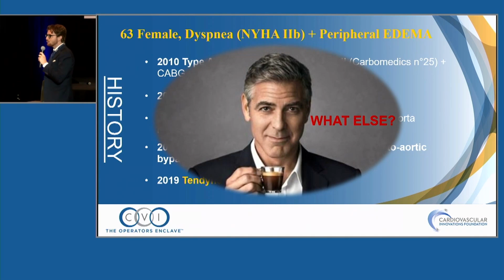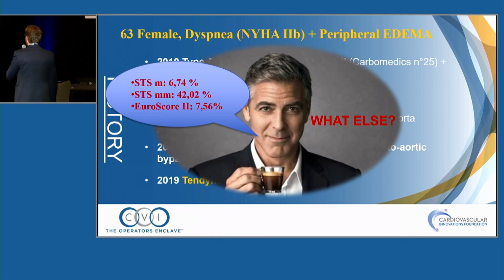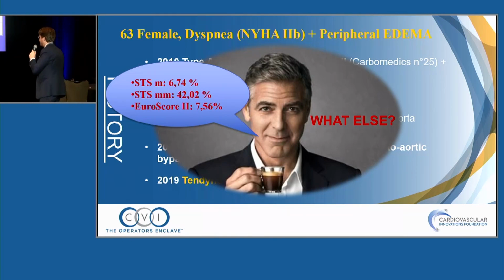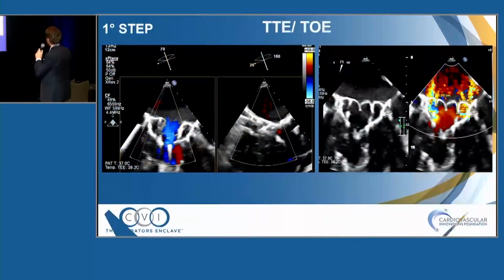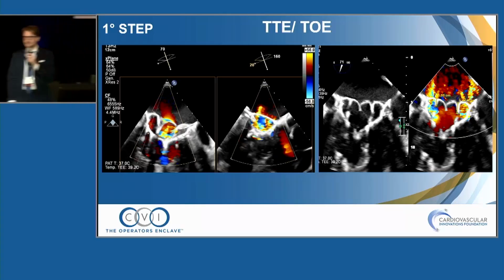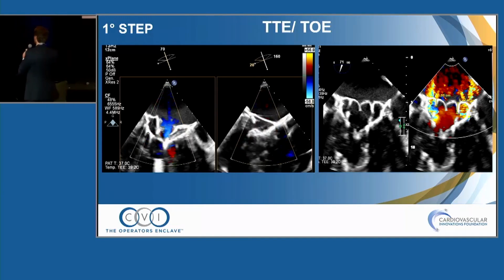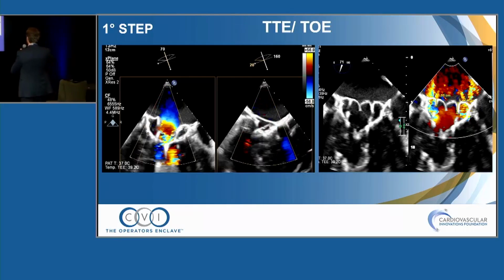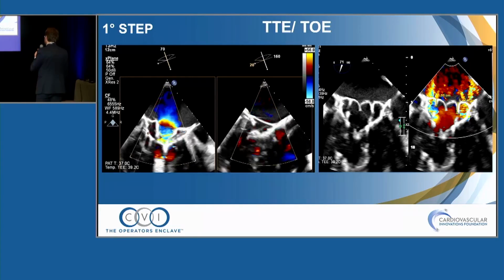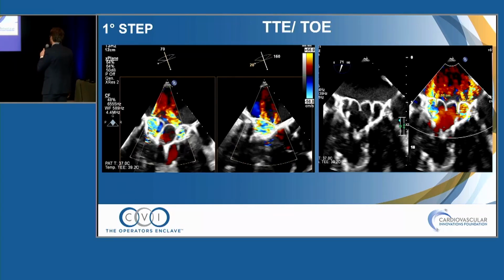What else do we have to know about this really complex case? Actually, the STS was quite high, 6.7%, and the EuroSCORE II was 7.5%. So we performed a TOE, and what we saw was a Tendyne degeneration, but a particular type, because there are no perivalvular leaks or problems in the leaflets themselves, but rather outer frame degeneration. As you can also see from the picture, it's a stable picture.